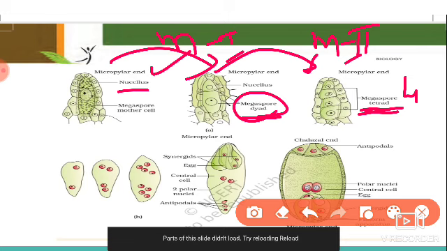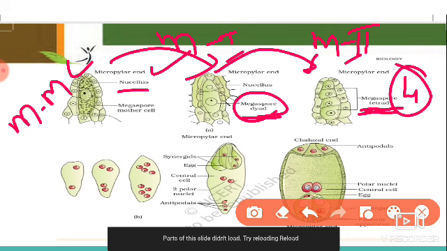These megaspore tetrads are mainly formed from the megaspore mother cells. The megaspore mother cell will undergo meiotic division, and finally there is a formation of four megaspores, which we call a megaspore tetrad. Among these four, one is going to develop into the embryo sac, and the remaining three are going to degenerate. Okay, this is the concept regarding megasporogenesis.